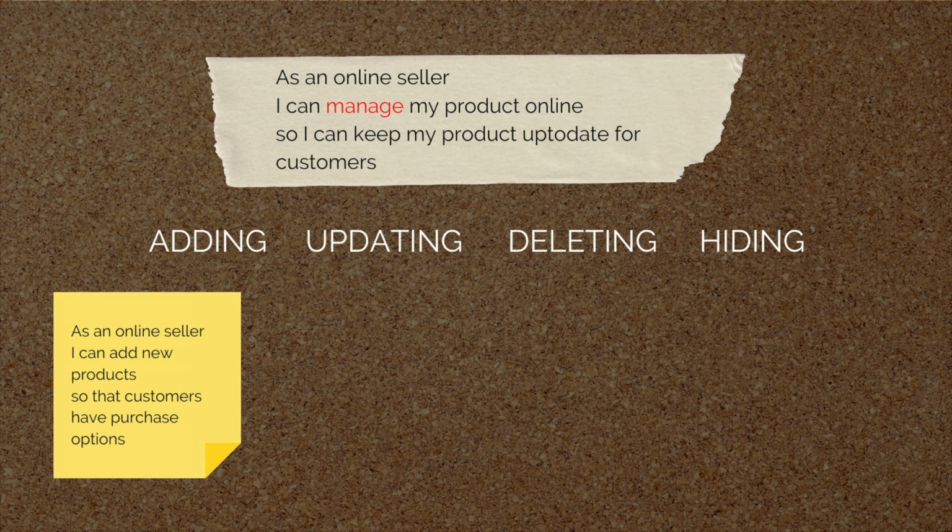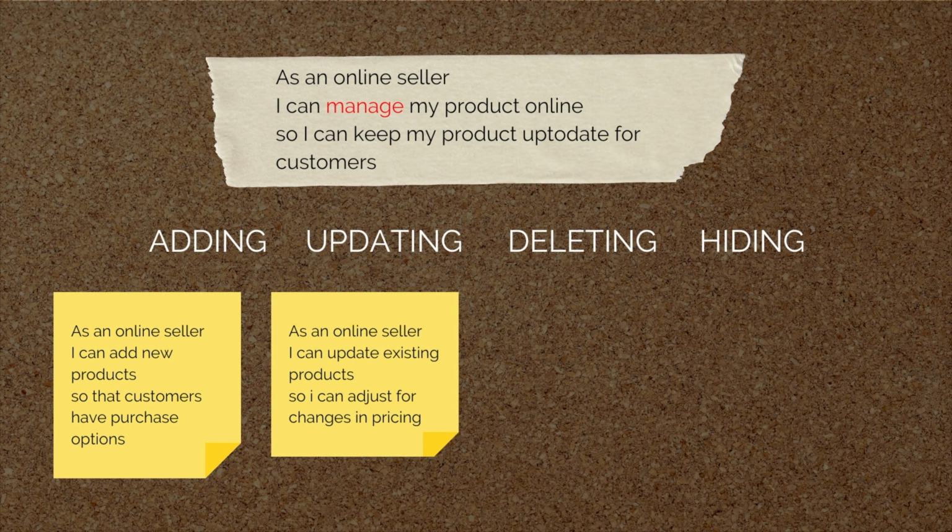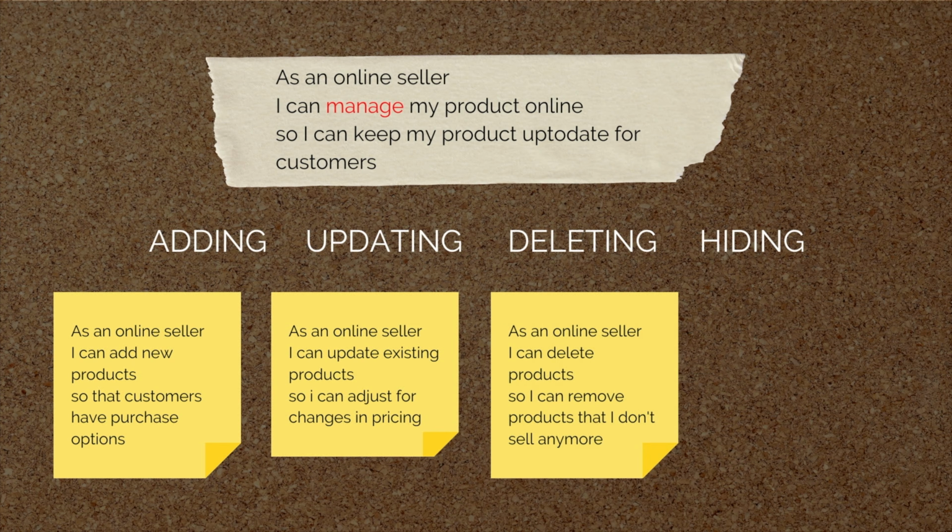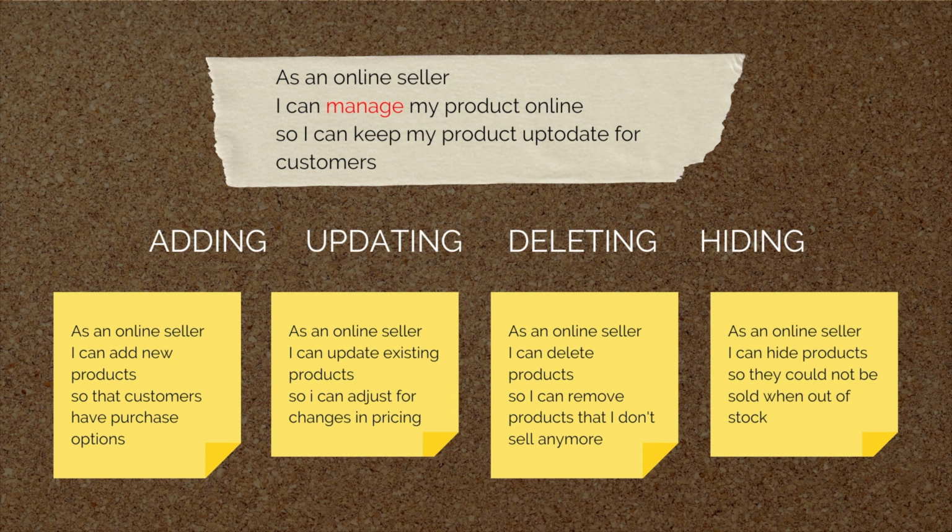Like, as an online seller, I can add new products so that customers have purchase options. As an online seller, I can update existing products so I can adjust for changes in pricing. As an online seller, I can delete products so I can remove products that I don't sell anymore. As an online seller, I can hide products so they could not be sold when out of stock.